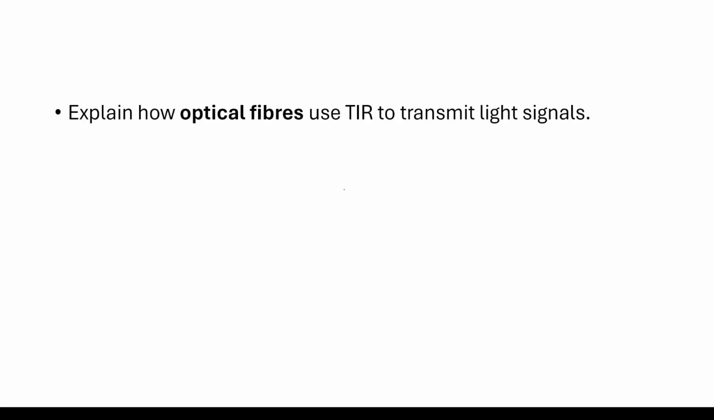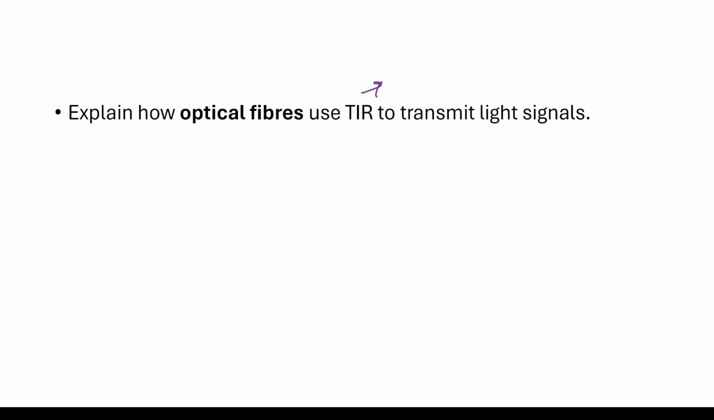How optical fibers use total internal reflection to transmit light signals. How do they use the process of TIR? What is happening is there are multiple reflections at different points in the optical fiber, and there should be total internal reflection at each point only if the angles exceed the critical angle. If the angles do not exceed the critical angle, there would not be any TIR.